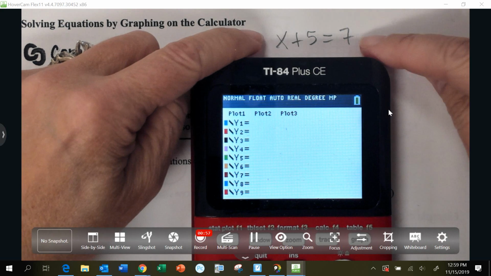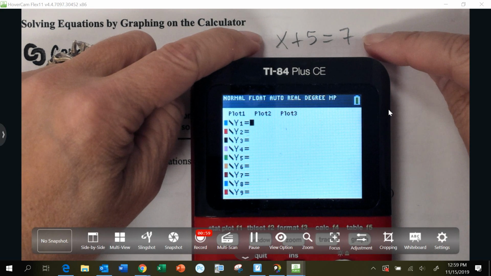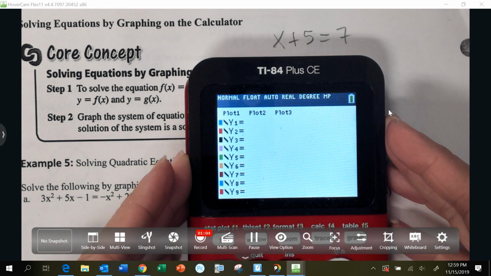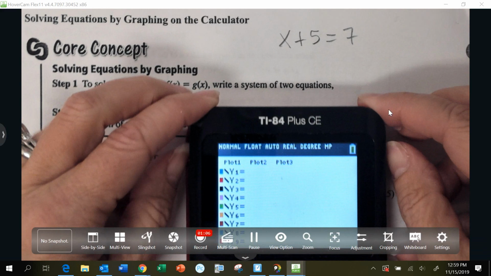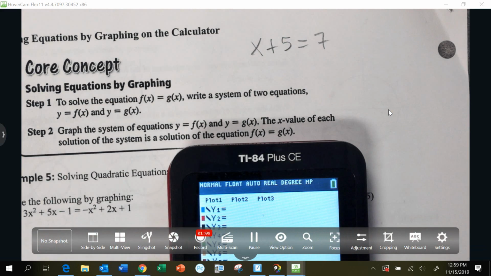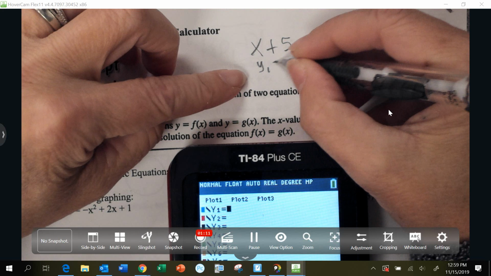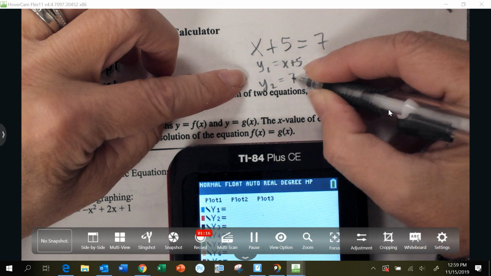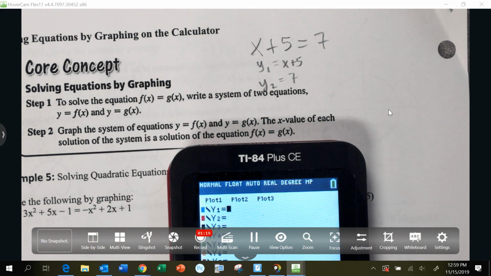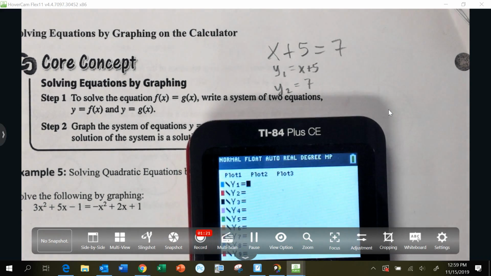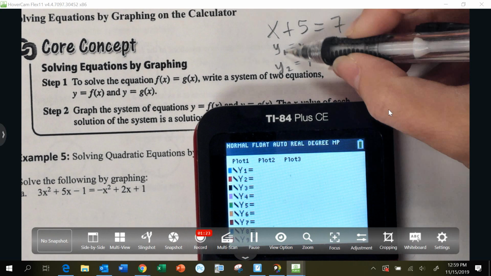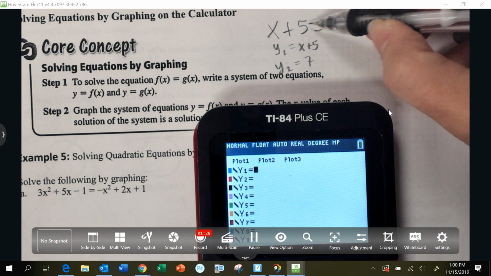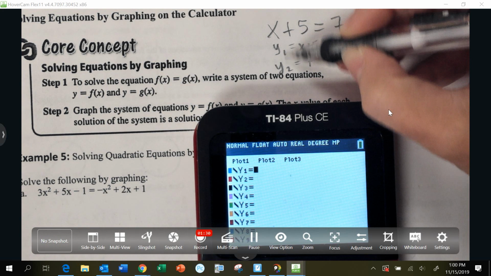Now, I would never do it for this because I can do that way faster in my head than I could do it on here. But for some of these that are pretty complicated, this would be faster. So I'm going to change this into a system of equations where y1 is x plus 5 and y2 is 7. When I change it into a system, we know that y1 and y2 should be equal. That's why x plus 5 equals 7, because these two have to be equal.